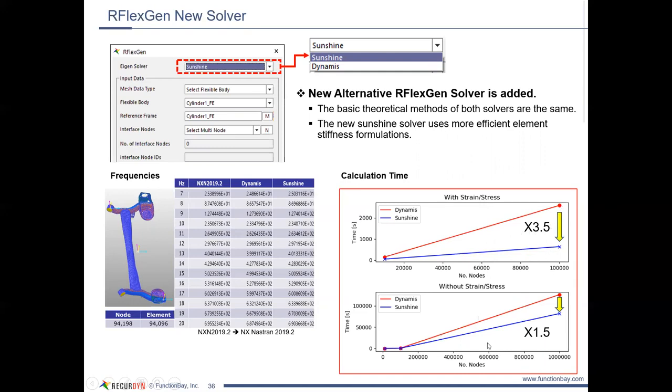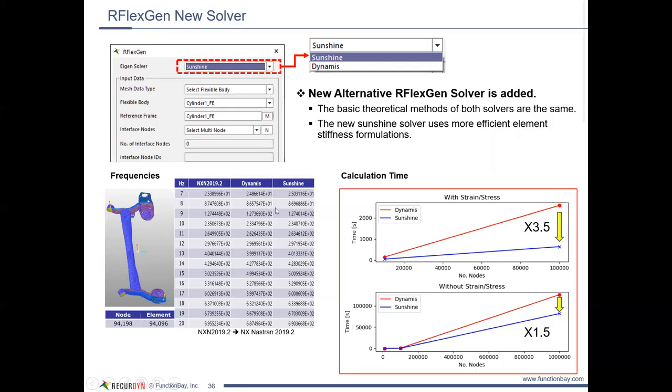And the chart below is showing creating the eigenvalues, eigenvectors without the stress strain information. In that case, we're going up to 1 million nodes. And what we're seeing is that at the very small models, you won't notice much of a difference, but it doesn't matter because it's fast. But as you get to the bigger models, it should be 1.5 times faster to use the new Sunshine solver.